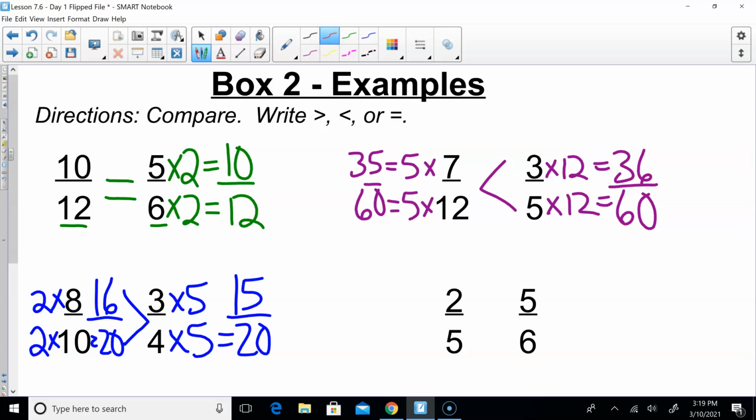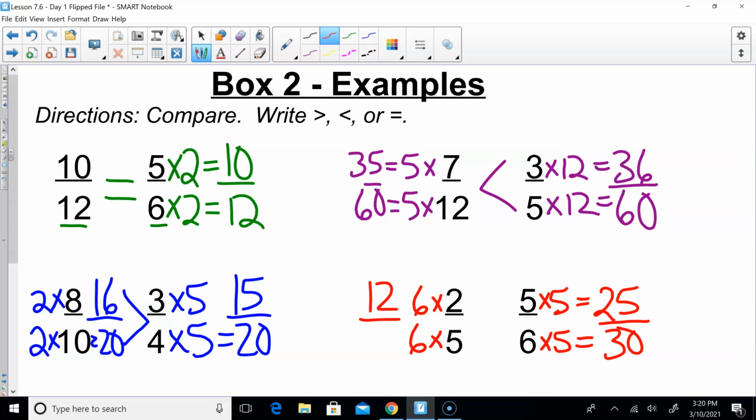And here we go. So 5 and 6, I can't make 5 into a 6, so I'm just going to go 5 times 6 on this side, and I'm going to go times 5 on that side, which now gives me 25/30. Hopefully you got 25/30. And on this side, you got 12/30. And now I know 12 is less than 25, so 2/5 is less than 5/6.